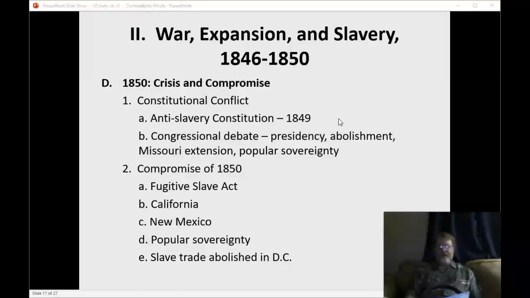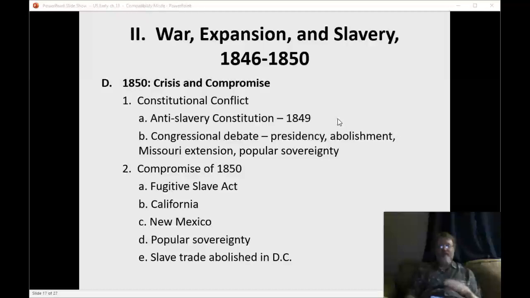They abolished the slave trade in Washington, D.C. Remember, the slave trade had been abolished in 1808. That was from outside the country. The foreign slave trade had been abolished in 1808. That was in the Constitution. But D.C. is not part of the U.S., technically. D.C. is a separate federal district, which is actually not part of the United States, technically.